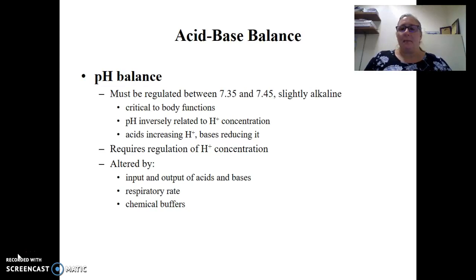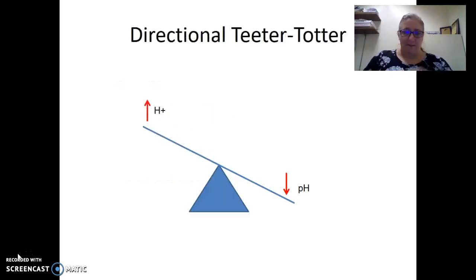So the pH of our blood is regulated to about 7.4, between 7.35 and 7.45, so it's slightly alkaline. And it has to be maintained so that proteins can do their functions. There are multiple mechanisms in place to maintain our blood pH. We have the respiratory buffer system, we have the renal buffer system, and then we have our chemical buffers.